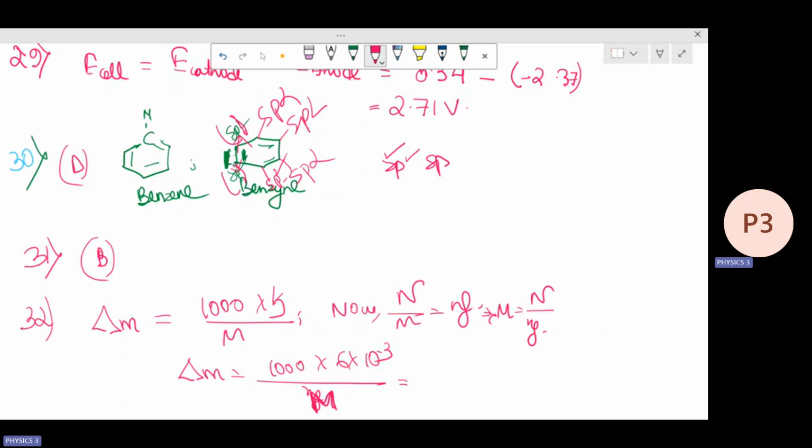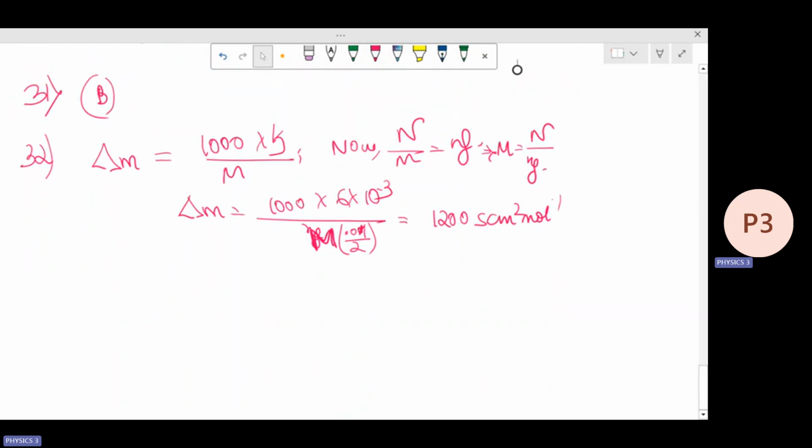So what will be my molarity? Molarity is nothing but 0.1 divided by 2. Now if I calculate this, how much am I going to get? I'm going to get 1200 Siemens centimeter square per mole. So my first answer will be the correct one. I hope all of you understood. Molarity is nothing but normality by 2. So normality is 0.1 and the n factor is 2, so it is 0.1 by 2. Total answer is 1200. So question number 33.